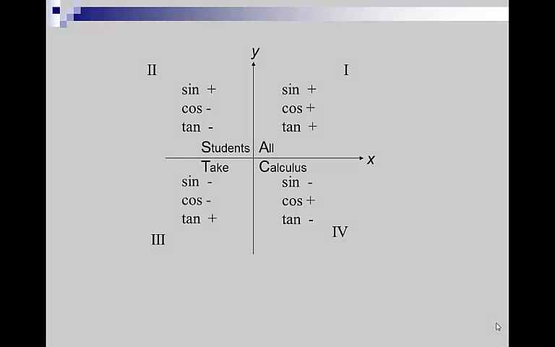All Students Take Calculus, ASTC. I see this all the time. All of them are positive. Notice the capital letters there. All of them are positive. Sine is positive. Tangent is positive. And the C, cosine, is positive. All Students Take Calculus is a little trick to remember. They're all positive in quadrant 1. Only the sine is positive in quadrant 2. Only the tangent is positive in quadrant 3. And only the cosine is positive in quadrant 4.